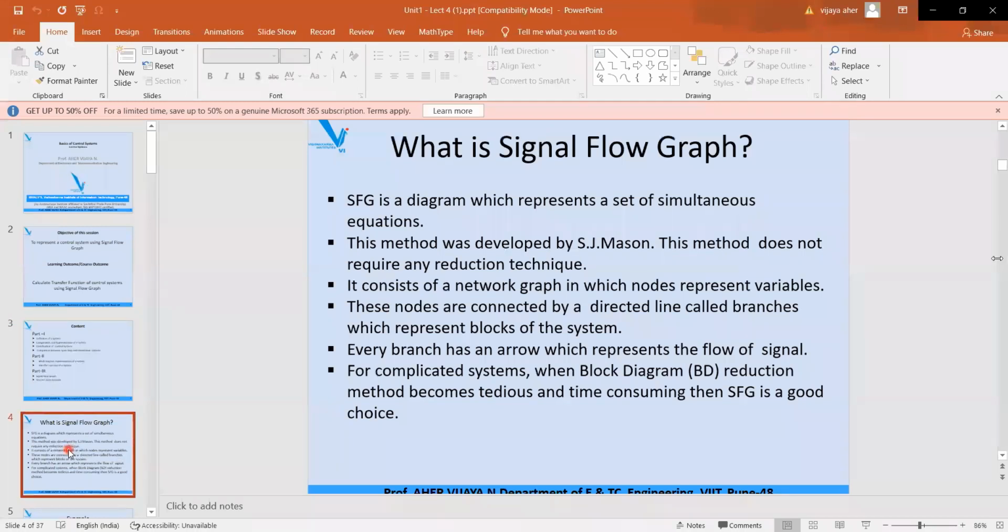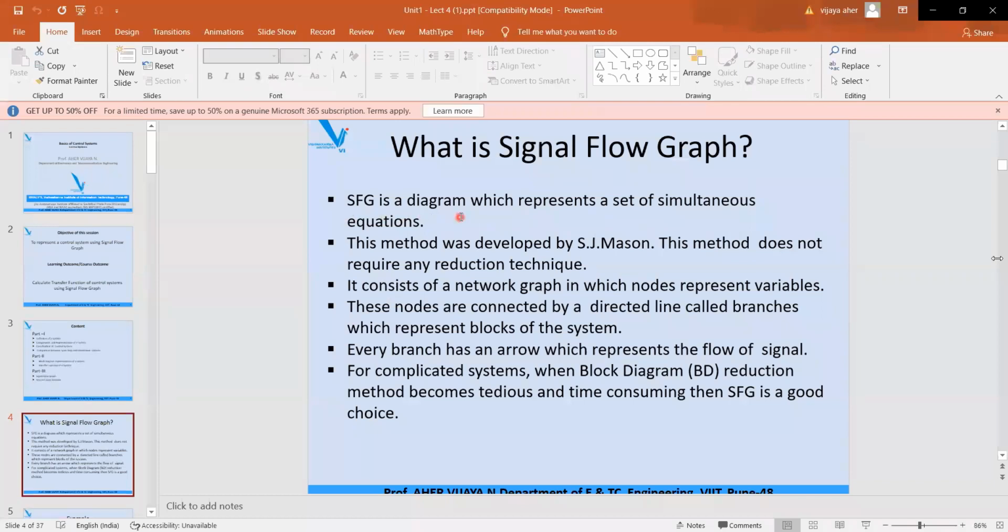Now what is SFG? What is signal flow graph? Please try to understand. I have already given you a small introduction, but still I am going to give you detailed information related to signal flow graph. A question may be asked based on this: what is signal flow graph? The answer is here in front of you for your ready reference. So just go through this.